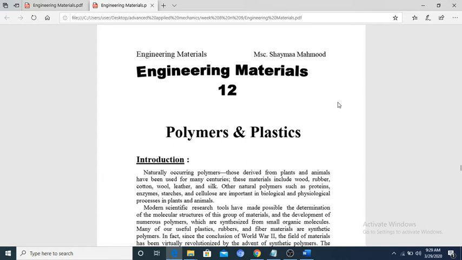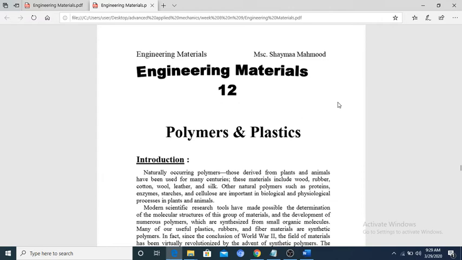So number 12 is polymer and plastic. What is polymer and what is plastic? So you can go through this. It's more towards chemical bonding. Alright, so number 13 is corrosion and its prevention.